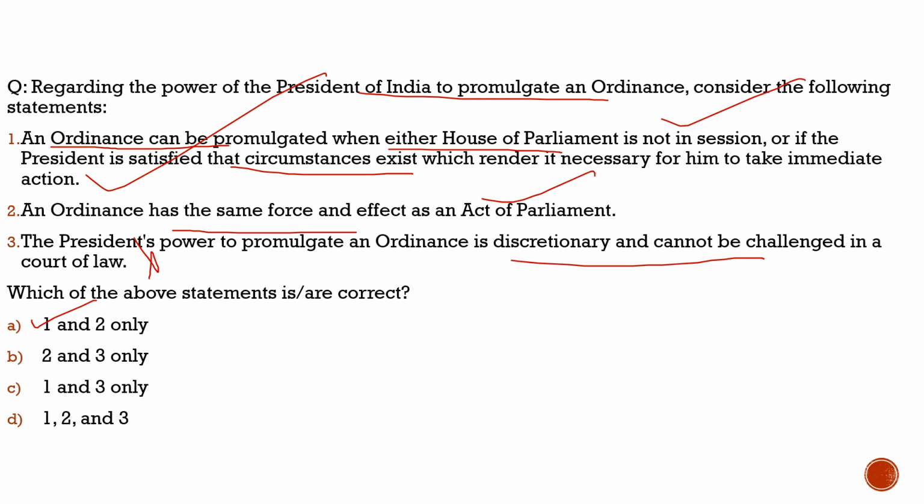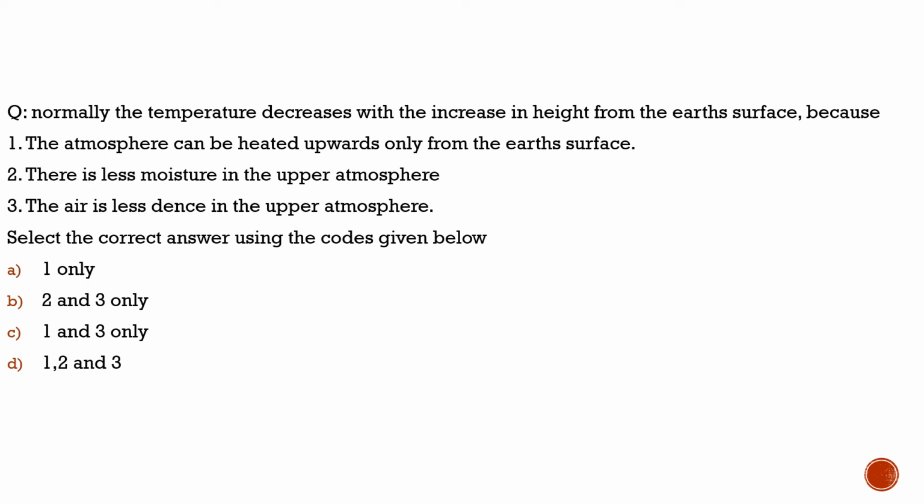Now let's move to the last part of our discussion, where we will solve a previous year question. Here we are discussing physical geography, and this question was asked in 2012. So let's see what question was asked. As I told you, here we will try to learn different ways and methods. Here the question says, normally the temperature decreases with the increase in height from the earth's surface. Why does this temperature decrease when there is an increase in the height from the earth's surface?